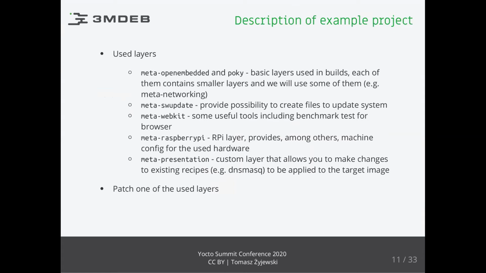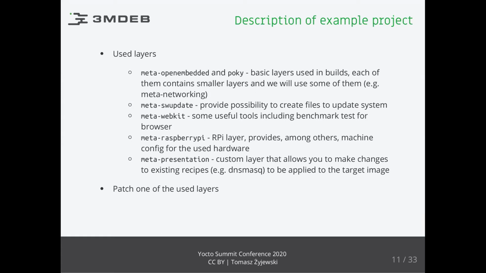Okay, so in the project, I use the following layers. It is the Meta, Open Embedded, and Poky, which are the basic layers used in builds. Each of them contains smaller layers, and we will use some of them, for example, Meta Networking. Next will be the Meta SWUpdate, because part of the build can be an SWU file which can be used to update the system.